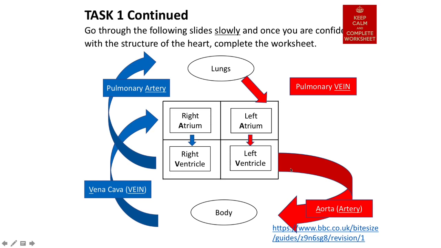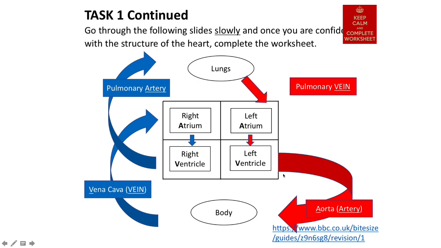Cool, I'll go through that one more time. So the lungs, they are going to have blood go from the lungs to the left atrium, and this is through something called the pulmonary vein. It then goes from left atrium to left ventricle, and then from the left ventricle, blood is going to be pumped out of the heart towards the body, and this is through a blood vessel called the aorta.